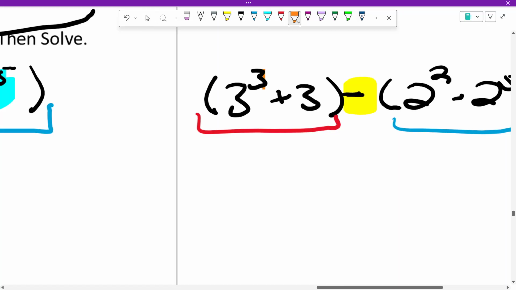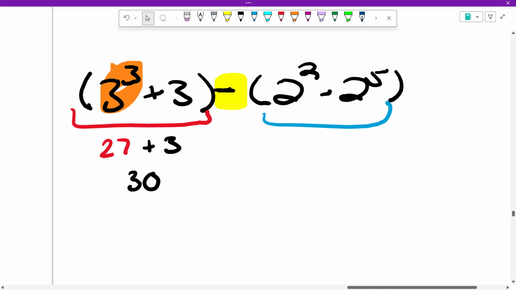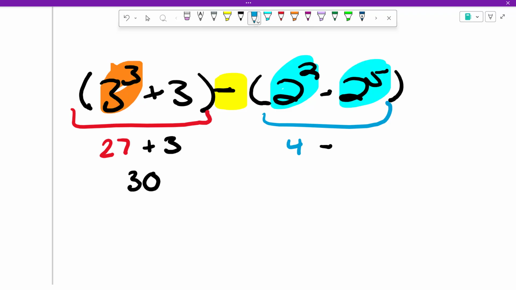So we have to do the 3 exponent 3 like we did last time, which was 27. Now 27 plus 3 this time, which is 30. So same thing on this other side, right? It's a minus sign between those two 2's. So we can't use our exponent laws. So we have to go 2 exponent 2, which is 4, minus 2 exponent 5. We use our calculator, we end up with 32. Then we go 4 minus 32, which is negative 28.